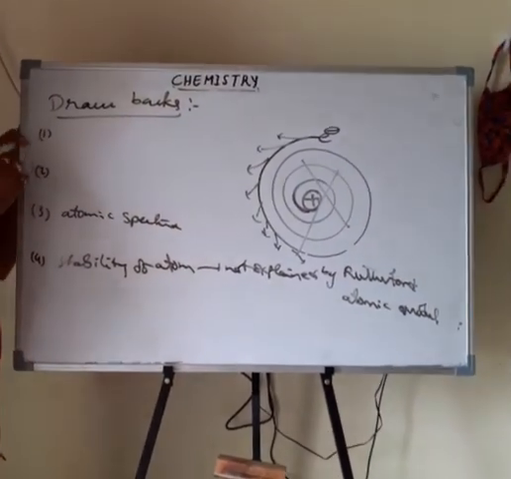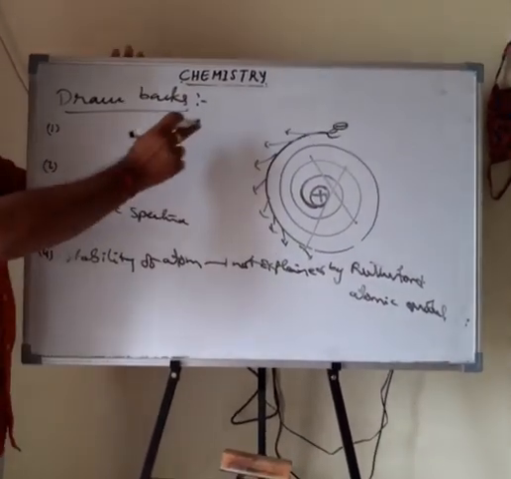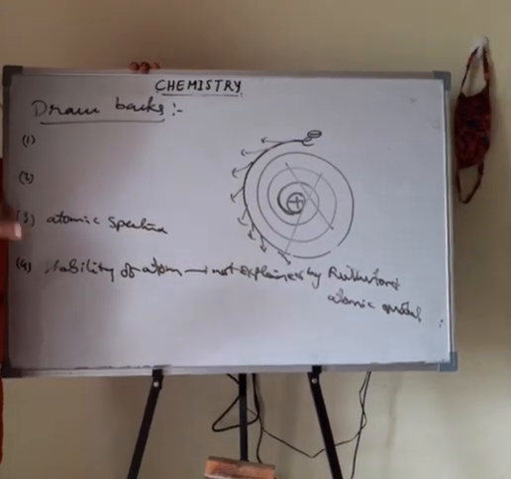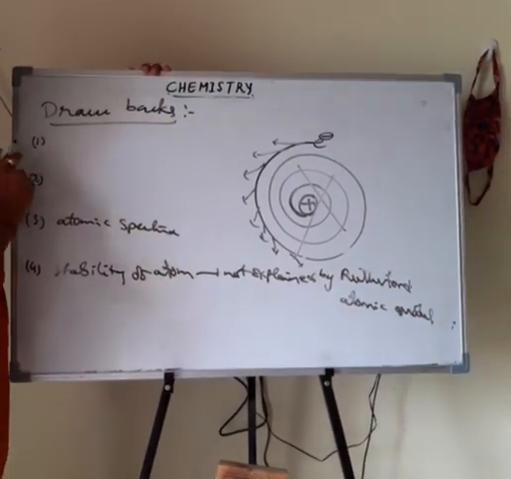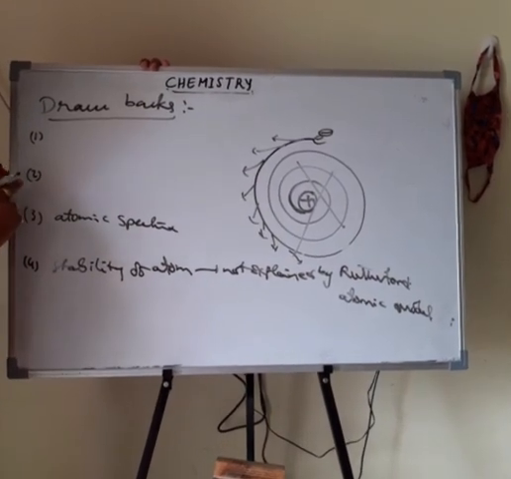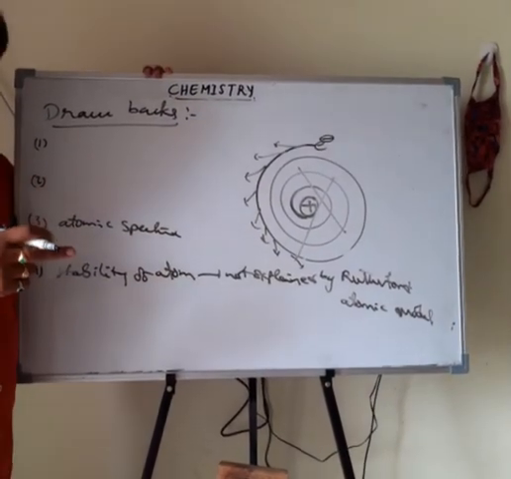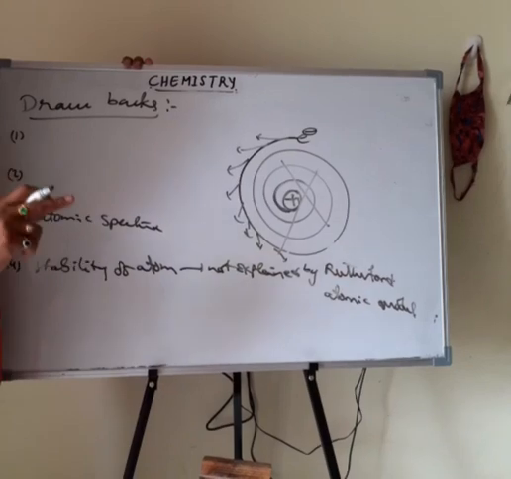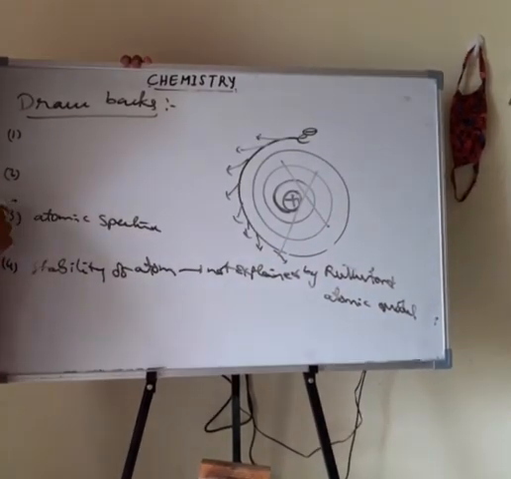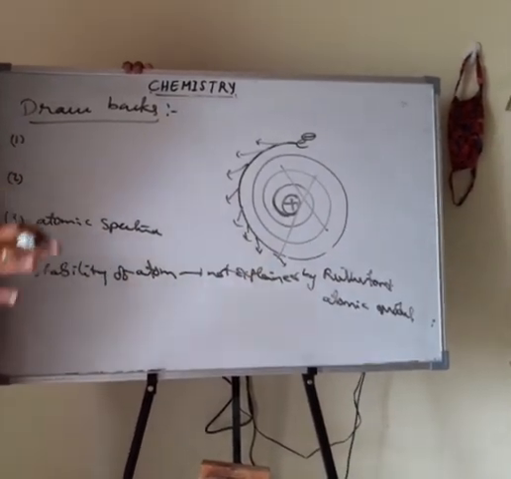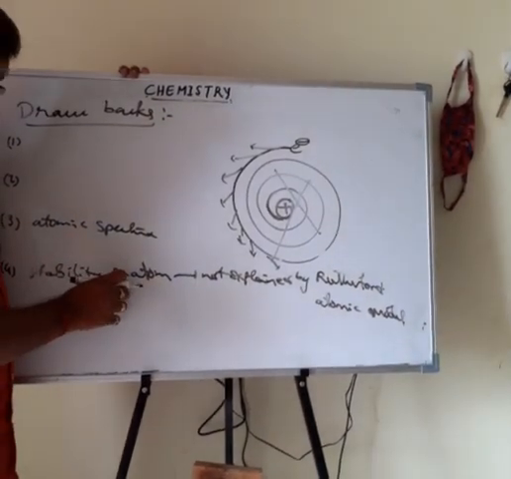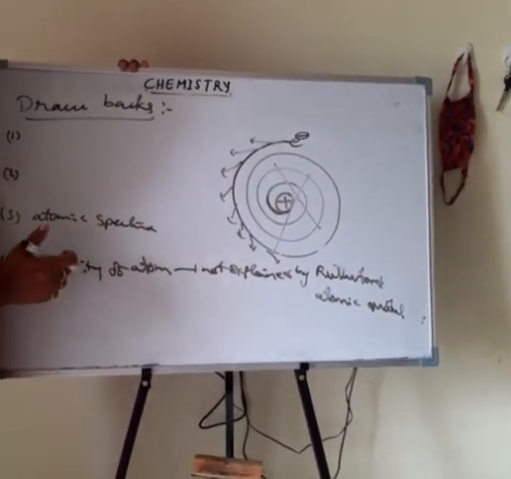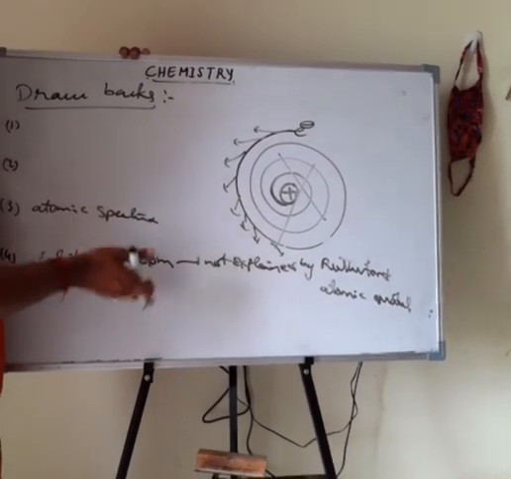Once again, what is the first drawback? Charged particles like electrons are compared with neutral bodies like planets in the solar system. That is the main drawback of the Rutherford atomic model. The second is that it fails to explain the distribution of electrons around the nucleus in the various atomic orbitals. The third is that it fails to explain the atomic spectrum. The fourth is the stability of the atom. How the atom gets stability is not successfully explained by the Rutherford atomic model.